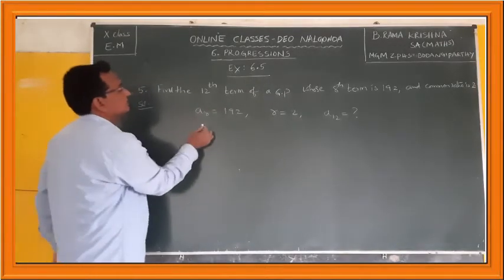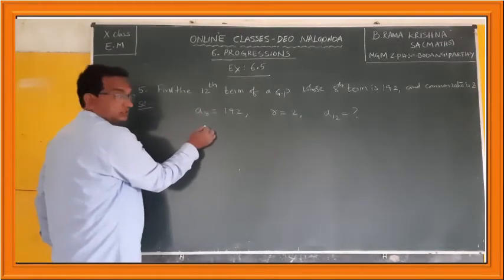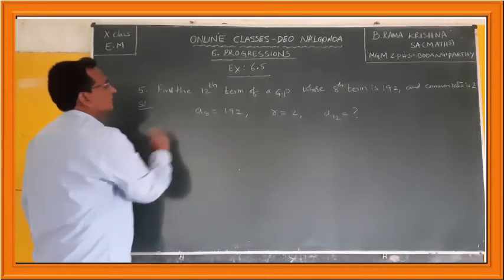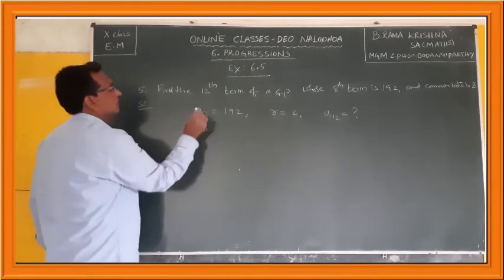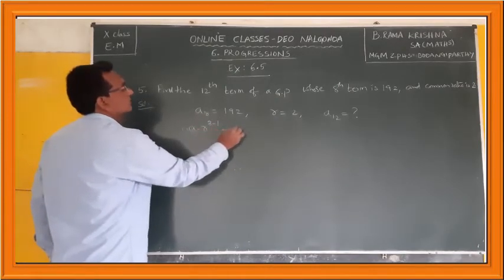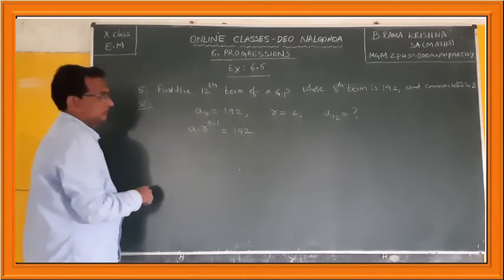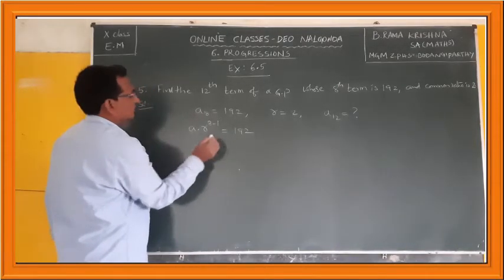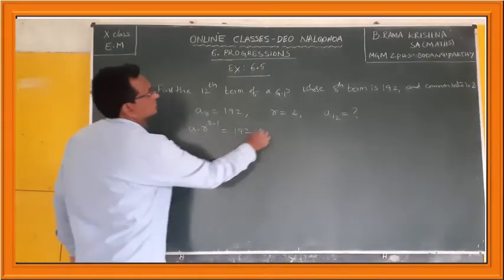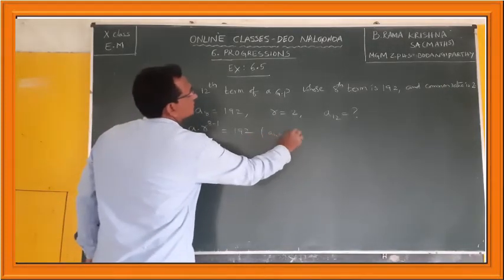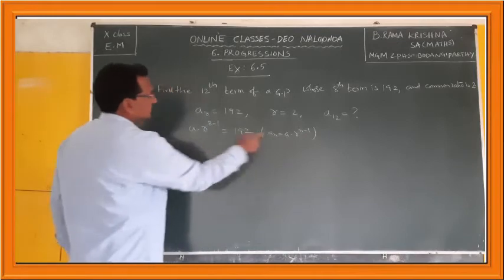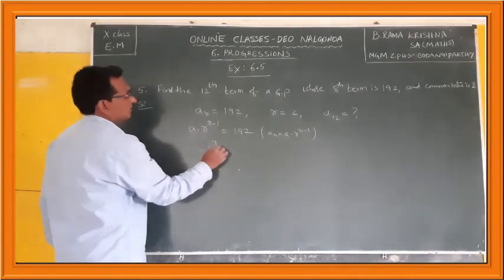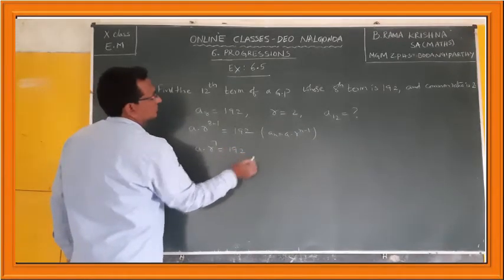Now, A8 is equal to 192. Can you write like this? A8 is equal to, you know the formula, A into R to the power of 8 minus 1 is equal to 192. How did we write this? Because AN is equal to A into R to the power of n minus 1. Using this you are writing this. What does this become? A into R to the power of 7 is equal to 192.